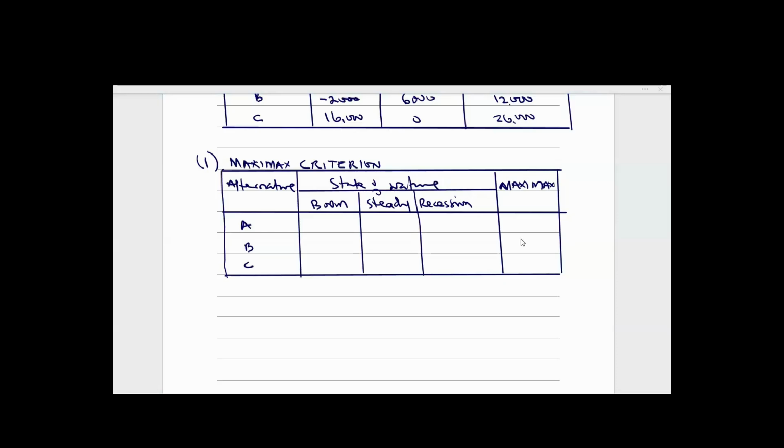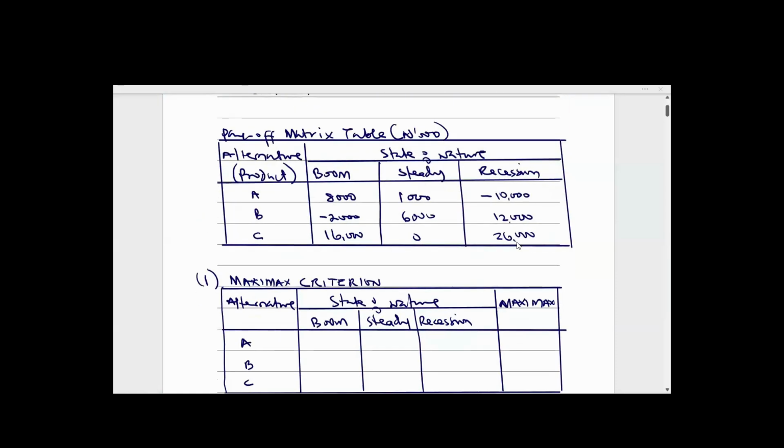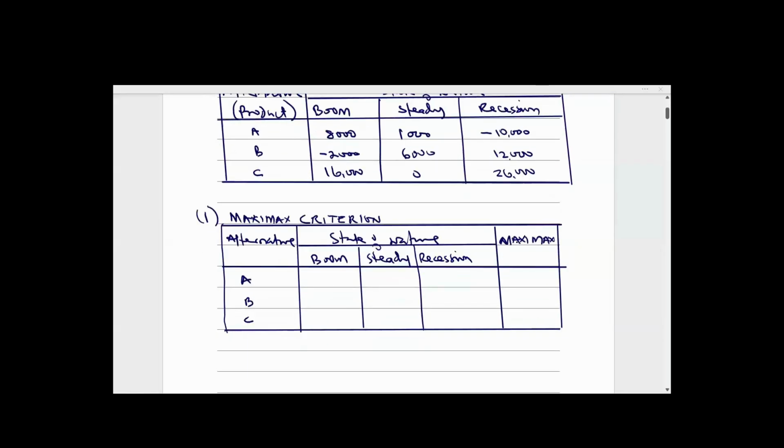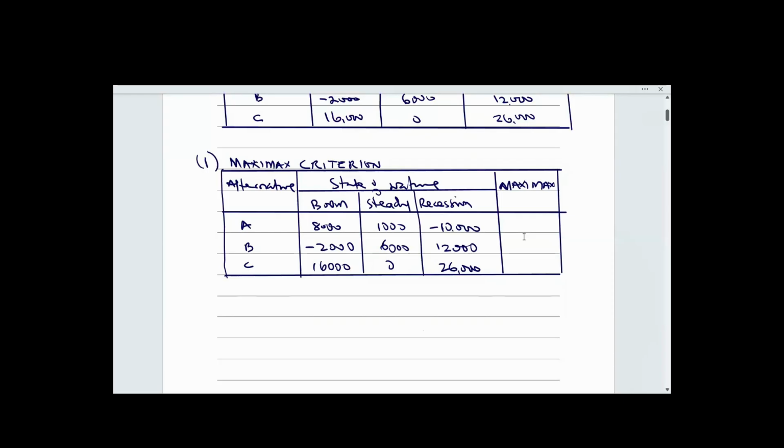Oh yeah, now. So, using Maximax criterion, first thing first, I need to go back to the payoff table. I will repeat all the figures. Here is 8,000, 1,000, minus 10,000, minus 2,000, 6,000, then 12,000. The last one, 16,000, 0, then 26,000. So using Maximax criterion, the first step is to select the maximum value in each row.